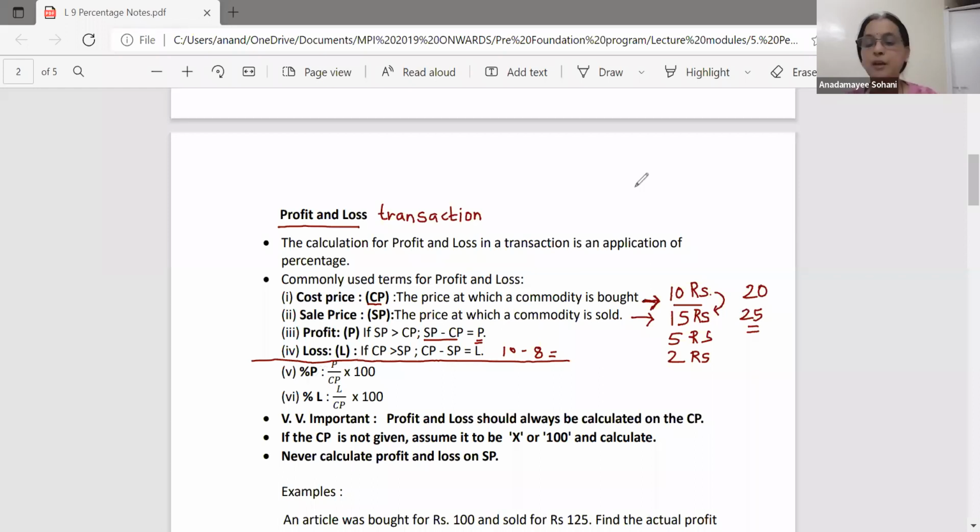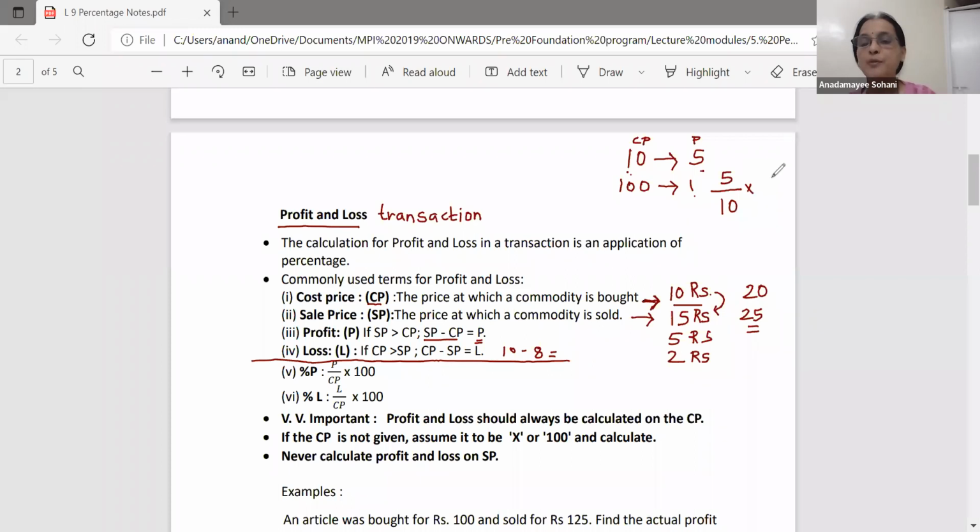On 10 rupees, I get 5 rupees profit. This is my cost price and this is my profit. So if my cost price was 10, my profit is 5. Suppose my cost price was 100, what would be my profit? So this is how I do it. Profit upon cost price into 100.